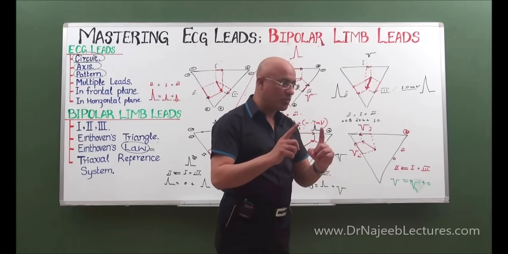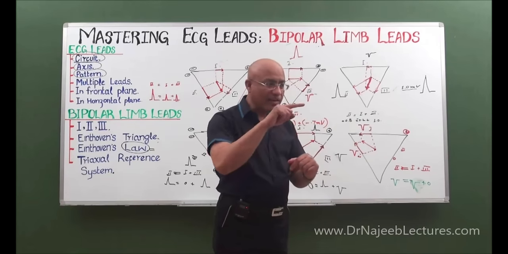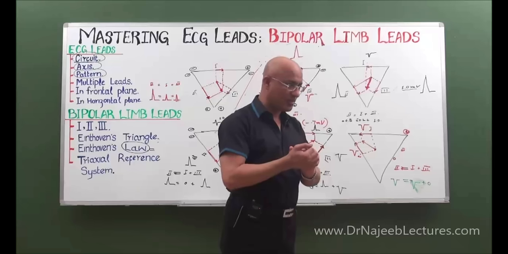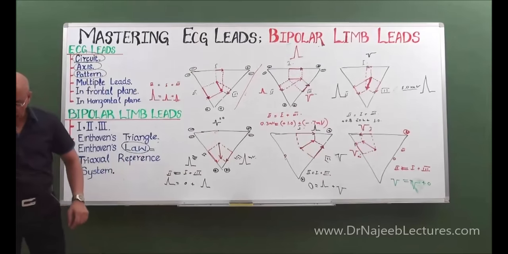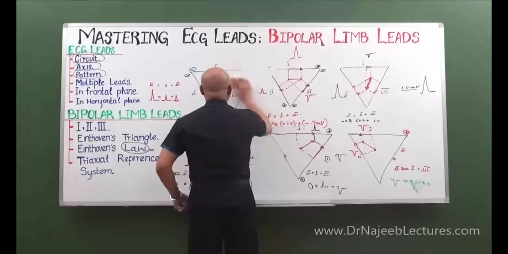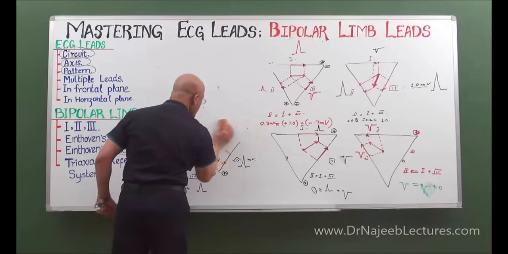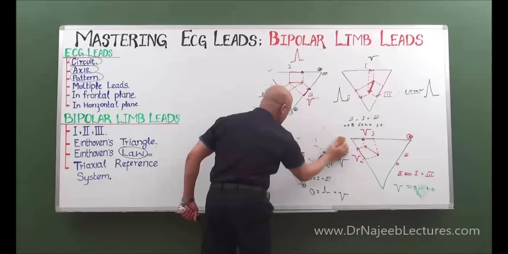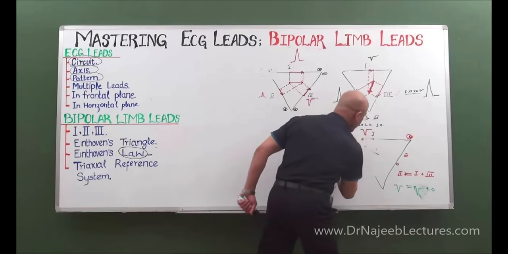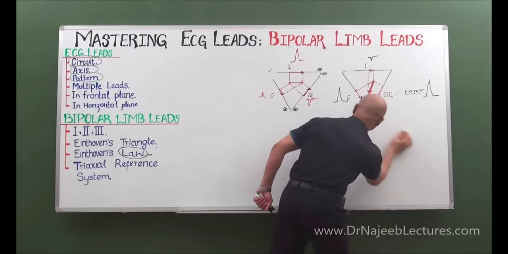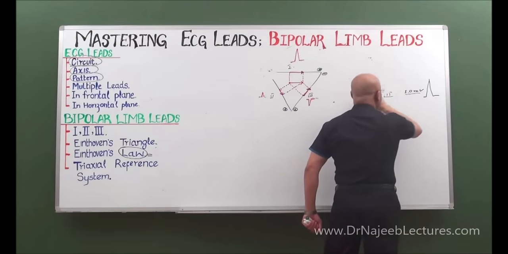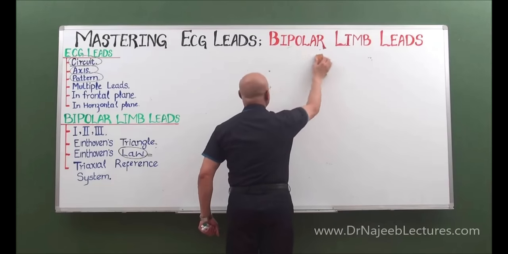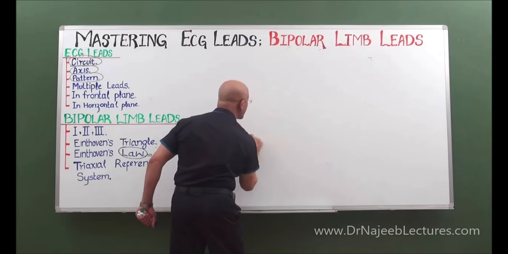How these three leads, lead number 1, 2 and 3, bipolar limb leads, their electrical axes are oriented in comparison to each other. So let's do that comparison. It's not that difficult. Because if we know those angles, then just looking at the patterns in the ECG, we can determine the axis of the QRS complex, the mean QRS complex axis. Now I will explain the relationship of bipolar limb leads 1, 2 and 3 and their orientation in reference to each other.